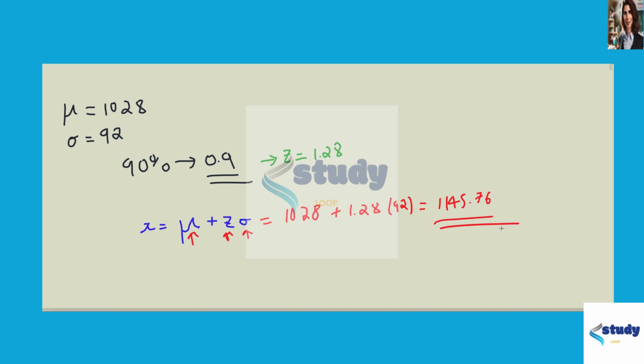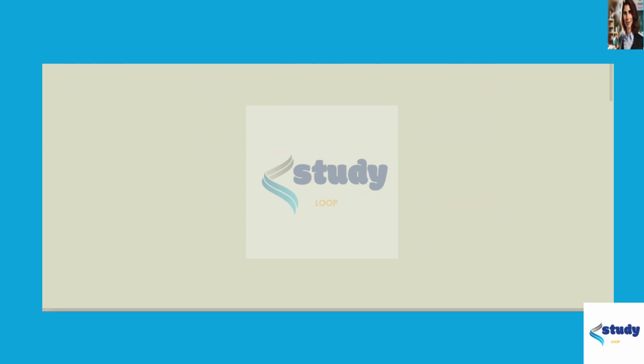Now the second part of the question is asking us to find the probability that a randomly selected score exceeds 1200. So the probability that a randomly selected score exceeds 1200.